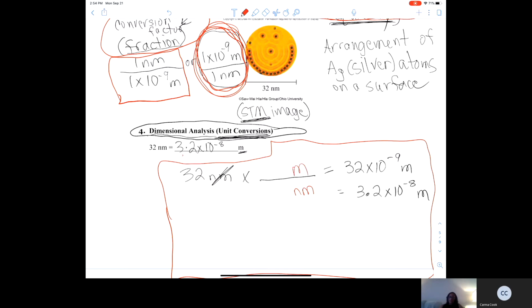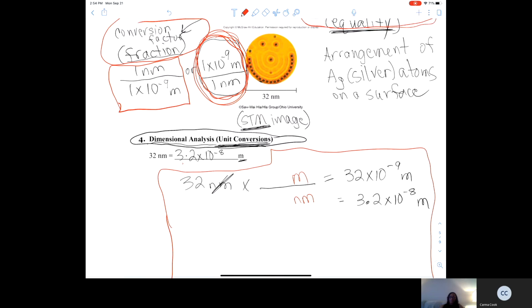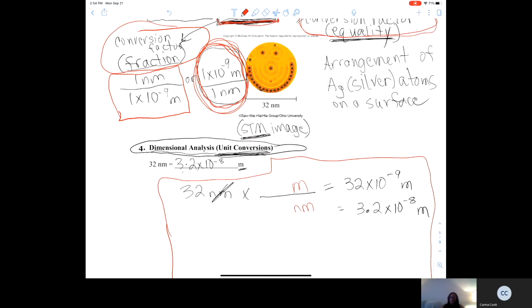And now I put the numerical values that go with those units that are in my conversion factor. So 1 times 10 to the negative 9 meters per every 1 nanometer. The nanometers cancel. And I do my math. 32 times 1 times 10 to the negative 9 is 32 times 10 to the negative 9 meters, which is also equivalent to 3.2 times 10 to the negative 8 meters.